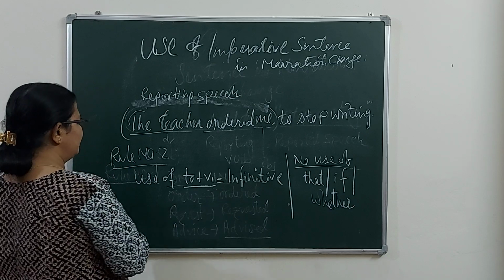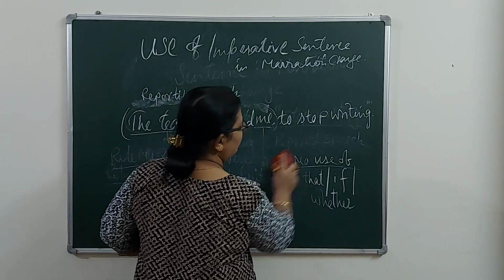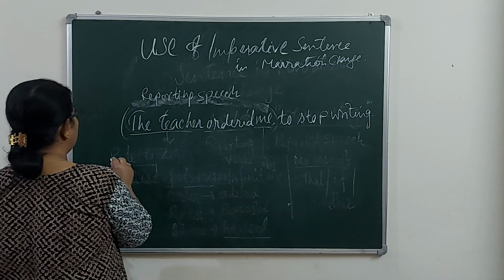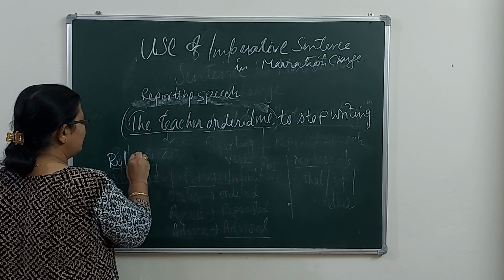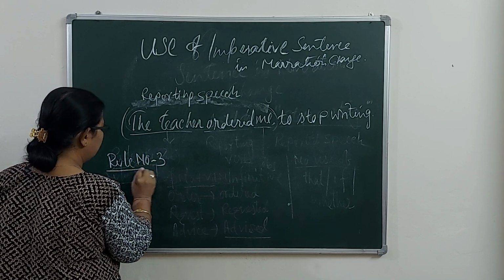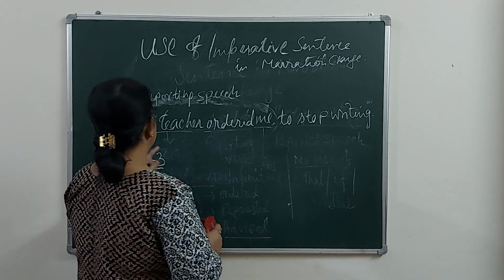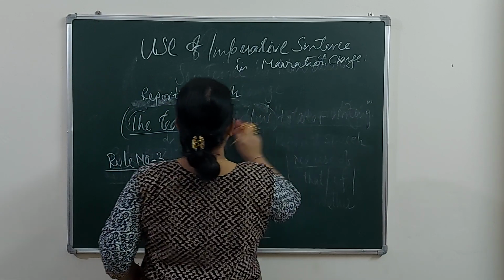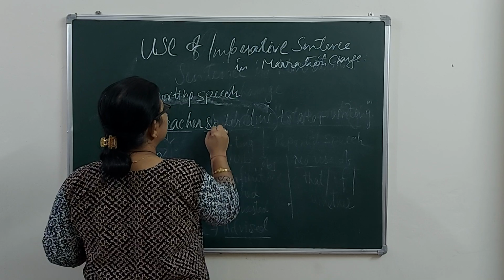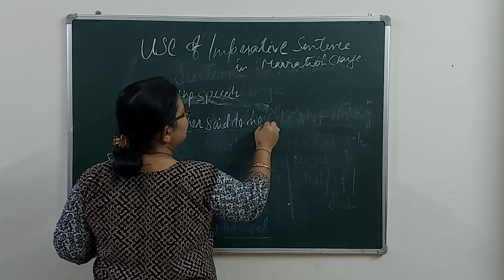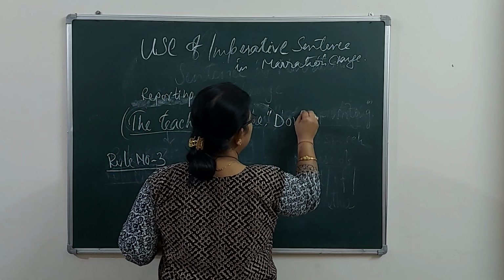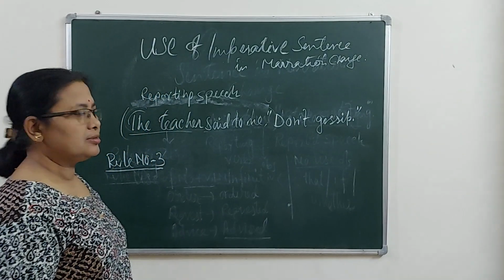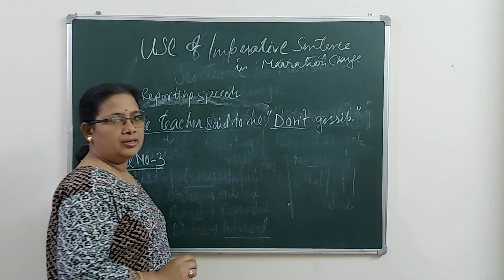Okay. Now come to rule number 3. What does rule number 3 say? Now suppose we have to change this one. "The teacher ordered me", this is one kind of sentence. In another sentence, "the teacher said to me, do not gossip." Okay, so what new has come here? The negative word "do not" has come here.